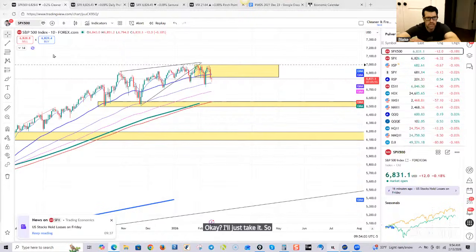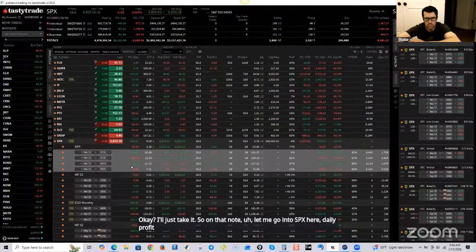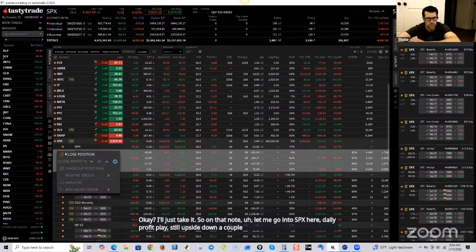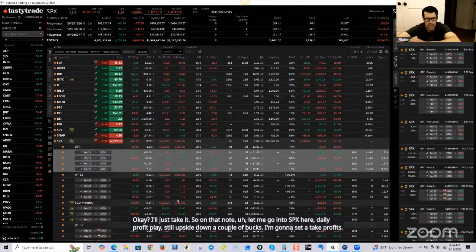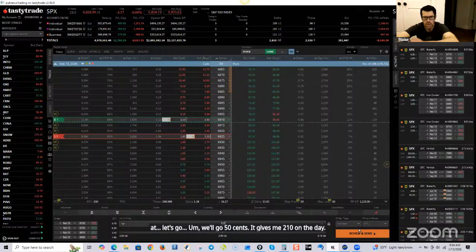So on that note, let me go into SPX here, daily profit play, still upside down a couple of bucks. I'm going to set a take profit at, let's go, we'll go 50 cents. It gives me 210 on the day.